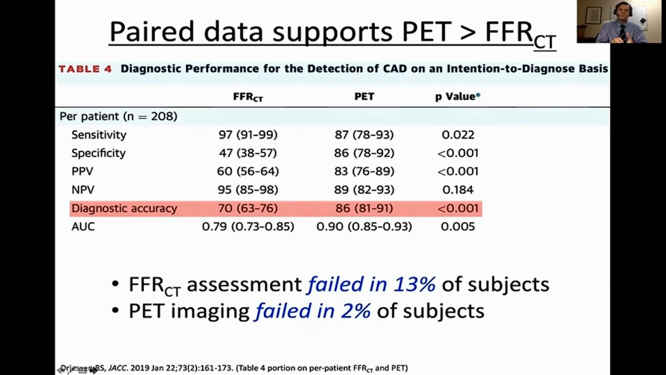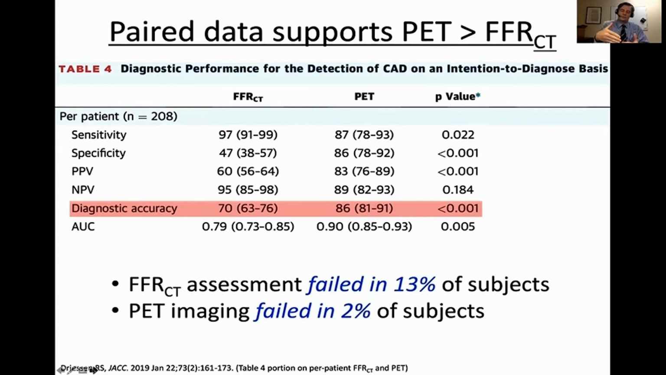And so this comes down to this notion of intention to diagnose. That is, when a patient comes to clinic and says, hey, doc, I've got some chest pain, you say, okay, we need to figure this out. Let me order a test. Well, if the test fails for whatever reason, like the CT was non-diagnostic or the PET scanner failed, they still need the diagnosis, right? And so you have to ultimately say, well, okay, we're going to have to send you to the cath lab to get this answered, since we weren't able to do the test we wanted to do.